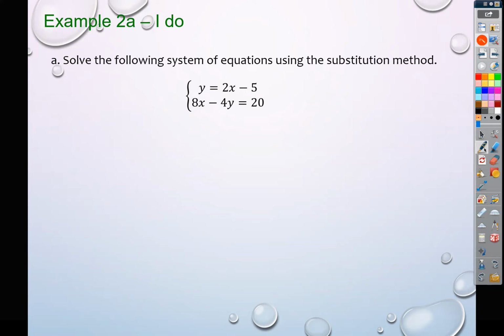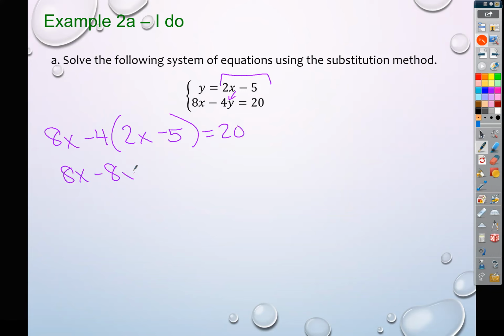Okay, solve the following system of equations using the substitution method. Since y is already isolated, I'm going to plug what y equals into the second equation. So 8x minus 4 times (2x minus 5) equals 20. So go ahead and distribute that.